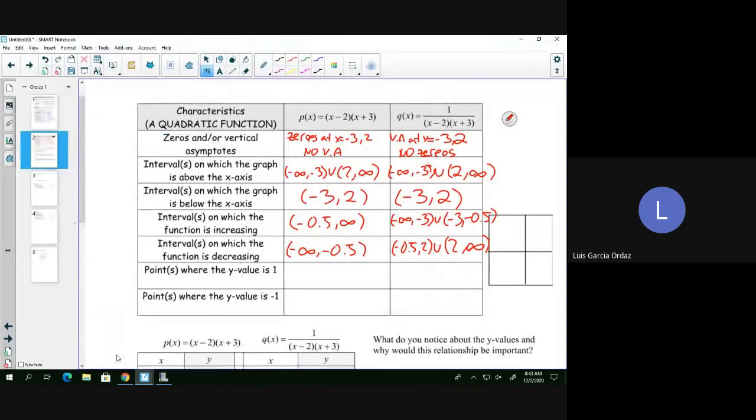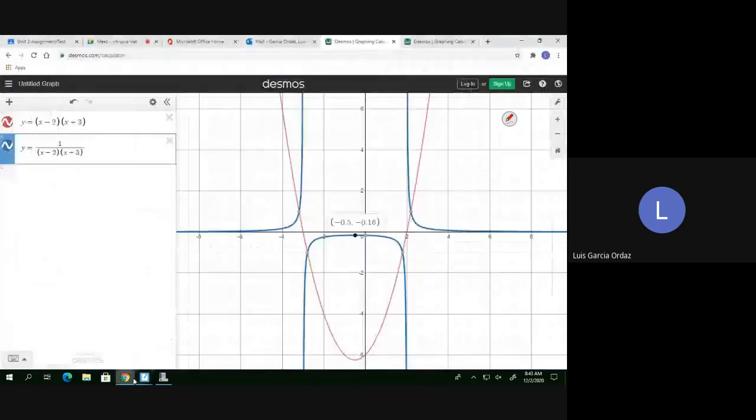All right, and now we're just going to look at where our y value is positive 1 for the parent function and the reciprocal. So where is my y equal to positive 1 for my parent function? Well, it really doesn't matter because they're going to be the same thing. So obviously it's a decimal. So we have negative 3.193.